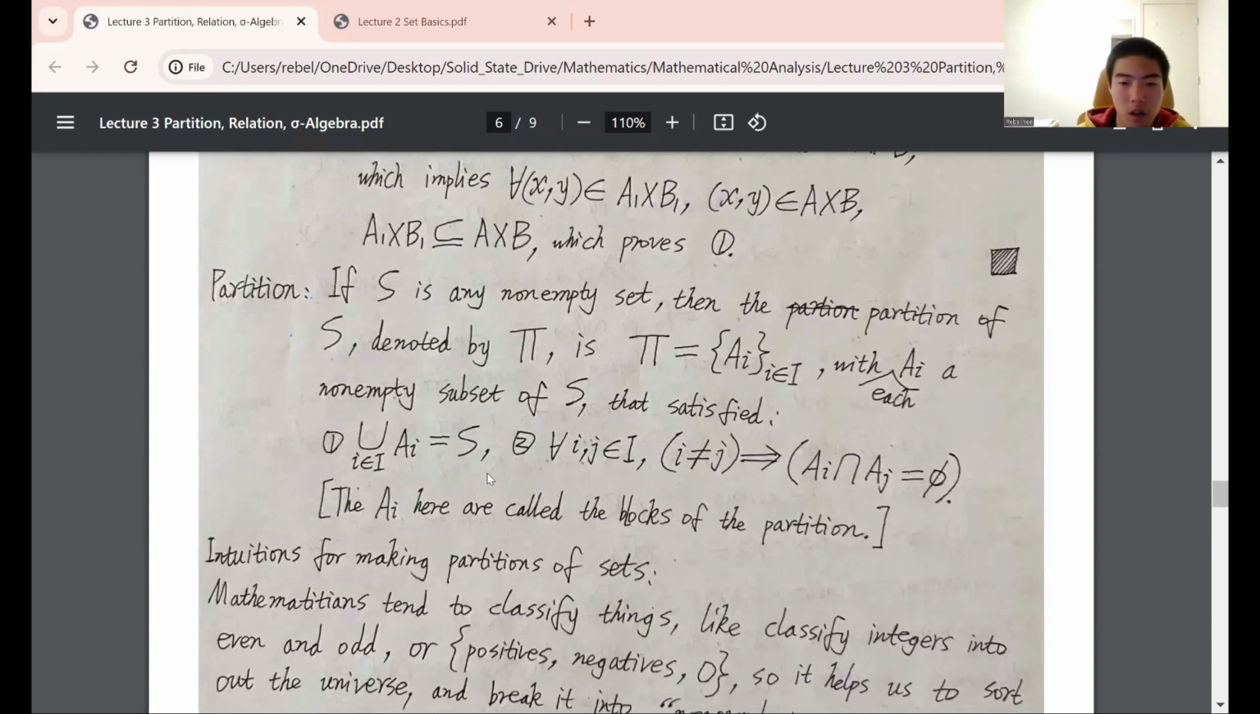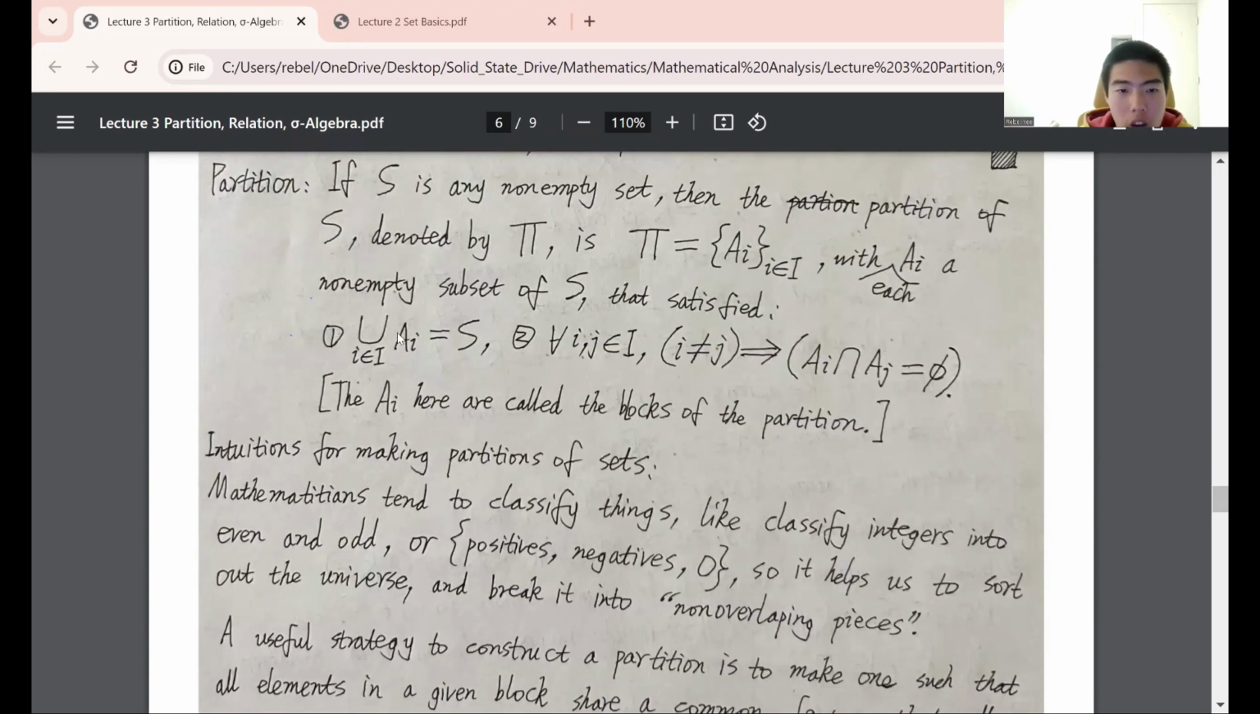And maybe I forgot to mention this before, but yeah, each Ai is called a block. It's just the name of it.